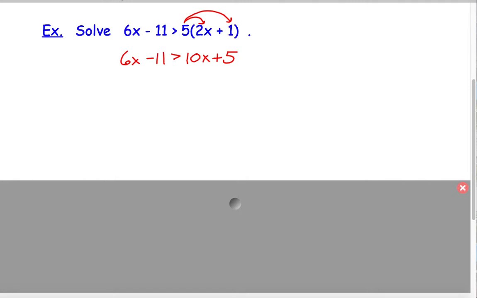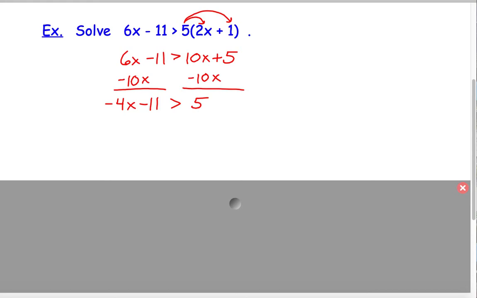The more practice you get, the better you'll understand what's going to happen, and you'll be able to see a few steps ahead. In this case, I'm just going to go ahead and subtract 10x from both sides. I like to have my variable on the left side, so I'm going to do that, even though the 10 is bigger than the 6. Now subtracting, even though we don't know what x is, we're subtracting from both sides. That doesn't change my inequality. On the left side, 6 minus 10 is going to give me a negative 4x, and I still have the minus 11. And on the right side, the 10x's cancel, and I'm just left with a 5.